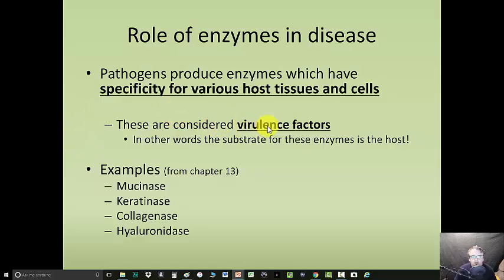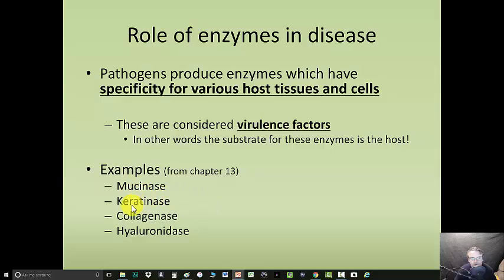But generally speaking, these types of enzymes are referred to as virulence factors. Now, a virulence factor is anything that causes damage or contributes to the virulence of a microbe. But many of these are considered enzymes, so there's something that reacts with the host. So here are some examples from chapter 13, and go back to that section if you want more detail.